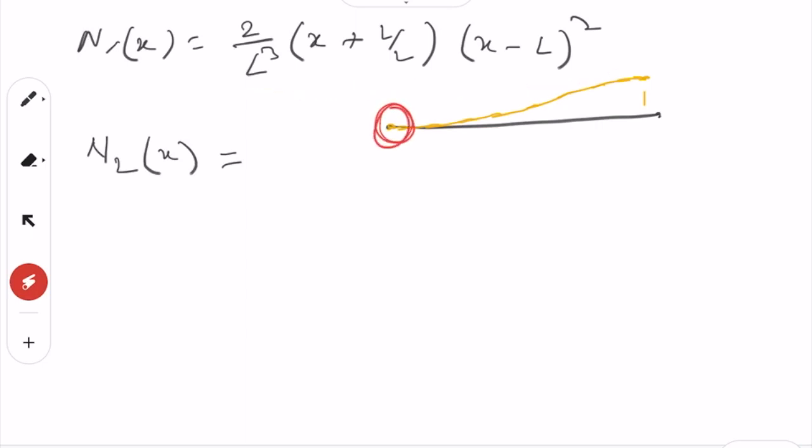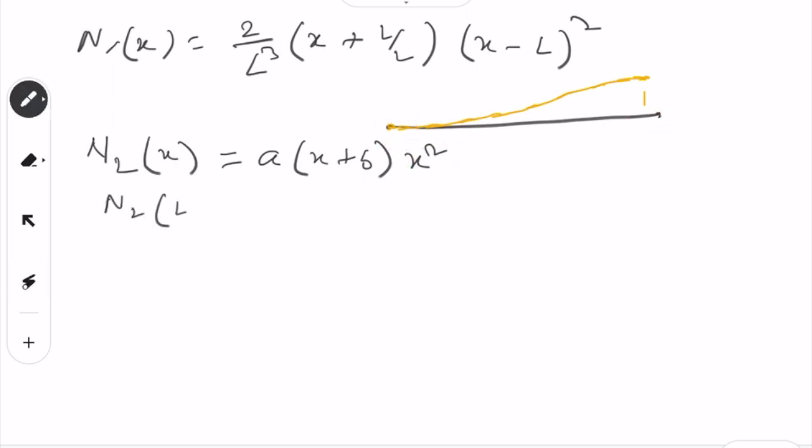What we know is that it will have a double root here. So it will have an x squared term here. We can do similar analysis, and in this case we write this equal to a times x plus b and then x square. These are double roots here, so this is automatically satisfied. So only thing here, we say n2 at L is equal to 1, which is equal to a L plus b L square.